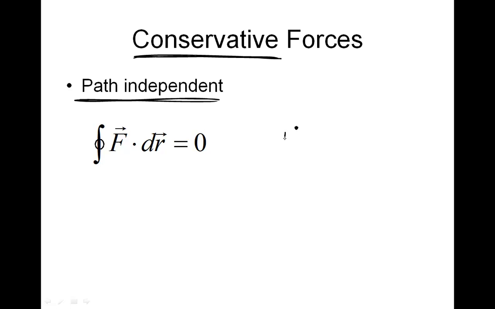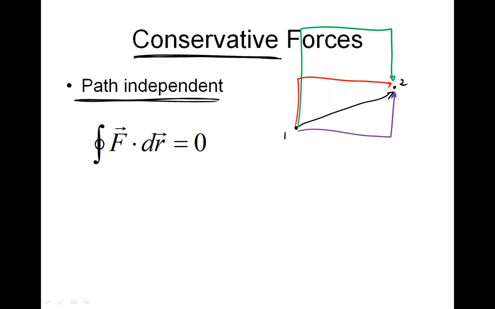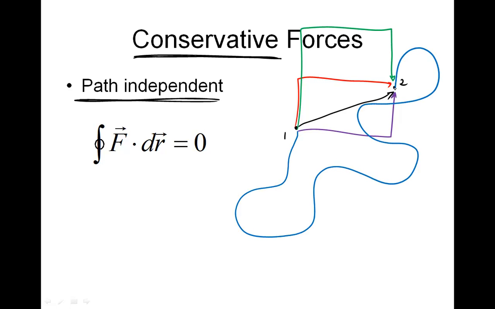So if I start at position 1 and I end up at position 2, if I take the black path, a force does a certain amount of work. If I take the red path, the force does the exact same amount of work if it's conservative. If I take the purple path, the exact same amount of work. If I take the green path, the exact same amount of work in moving from 1 to 2 if the force is conservative. And if I take the blue path, which is a weird path, but it still ends up at position 2, the amount of work done by this force is exactly the same as the other paths if the force is conservative. In calculus, you haven't learned this yet, but you will, and I just want you to see it.